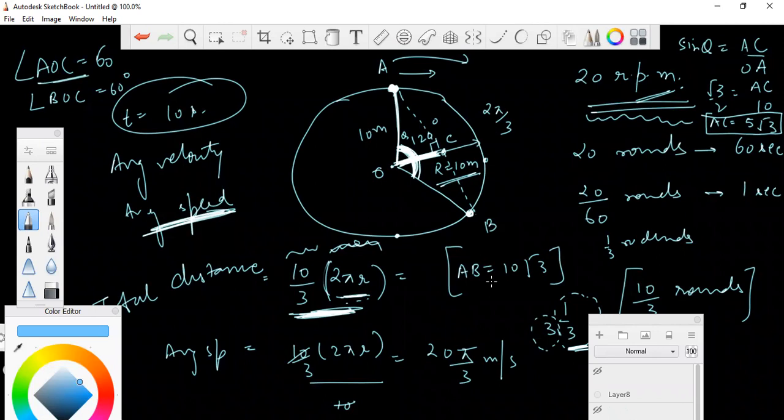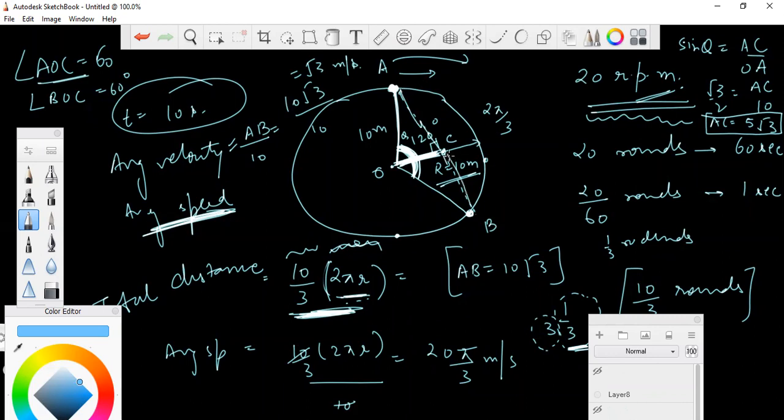So for this question, to find the average velocity, it will be the total displacement, that is AB, by the time taken, which is 10. AB is 10 root 3. Time taken is 10. So this is root 3 meter per second. And because it is velocity, we can say it is in the direction of AB. Is that clear?